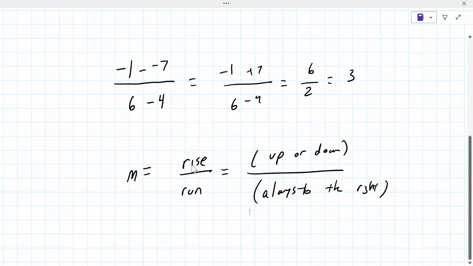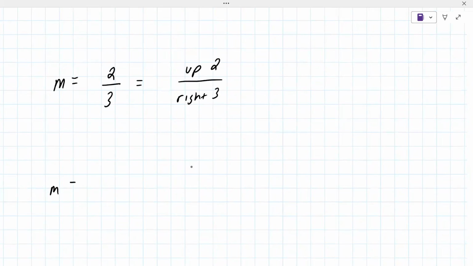All right. So, for example, and I don't think we did this last time, but let's just say the slope is 2 over 3. This means you're going up 2 and right 3. And if the slope is -5 over 4, this means you're going down 5, right 4. That makes sense? Yeah.